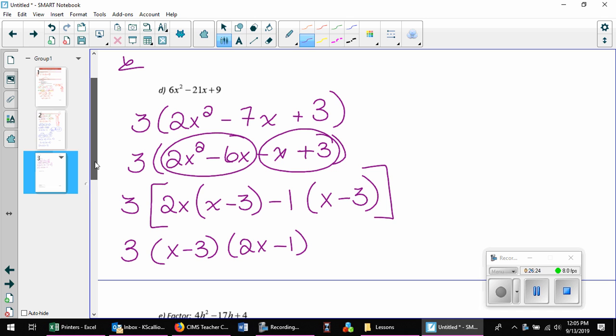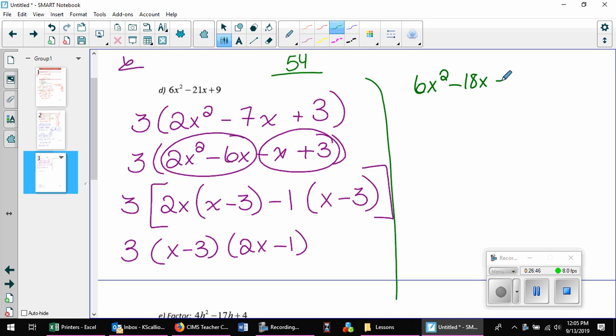If I didn't see it, 6 times 9 is 54. What are my factors of 54 that will add up to -21? 18 and 3. Okay. So 6x squared minus 18x minus 3x plus 9.